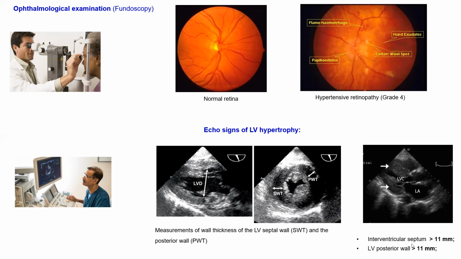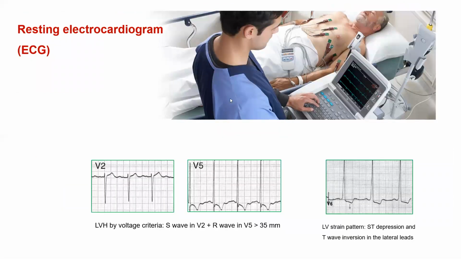Also, there are diagnostic echocardiographic criteria for left ventricular hypertrophy. These are more than 11 millimeters. So, diagnostic criteria for left ventricular hypertrophy mean interventricular septum thickness more than 11 millimeters and left ventricular posterior wall thickness more than 11 millimeters. These are diagnostic criteria of left ventricular hypertrophy.